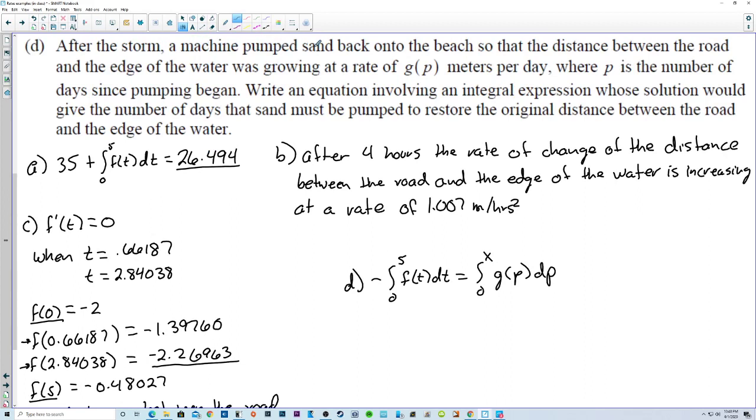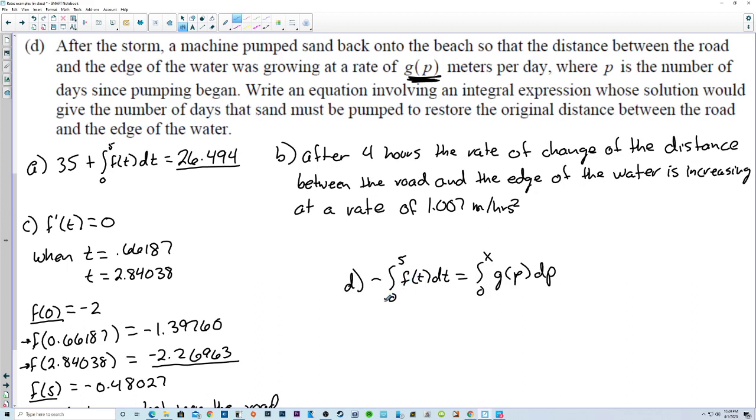After the storm, a machine pumped sand back into the beach so that the distance between the road and the edge of the water was growing at a rate of g of p meters. So we're putting sand back on the beach, where p is the number of days since pumping. Are we putting sand back on? Yeah, putting sand back on. Write an equation involving an integral expression whose solution would give the number of days that sand must be pumped to restore the original distance between the road and the edge of the water.